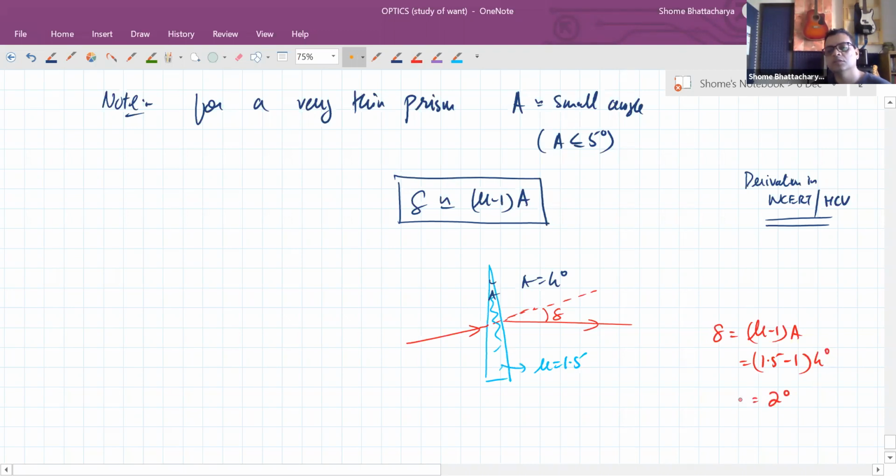So it will just be 2 degrees. So this kind of thing.